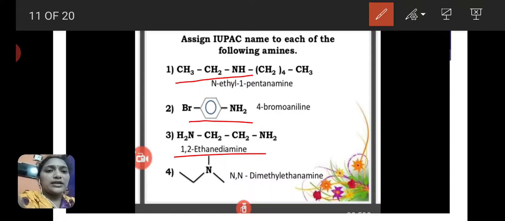And the next example is NH2 CH2 CH2 NH2. Okay, this is the diamine group. An ethane alkyl group is present, so 1,2-ethanediamine. And here one more example, N,N-dimethyl ethanamine. Okay, this is the central nitrogen, one side is a methyl group, one side a methyl group, and this side ethane, so N,N-dimethyl ethanamine.